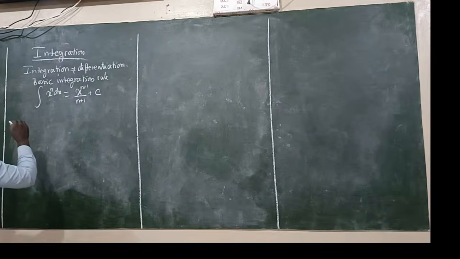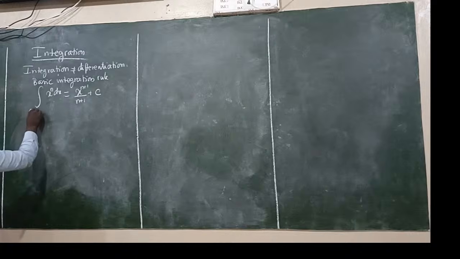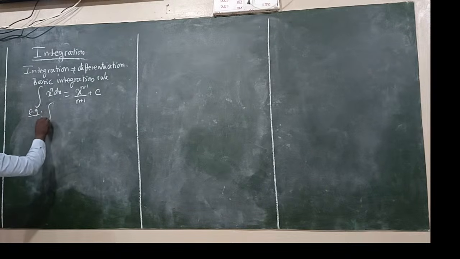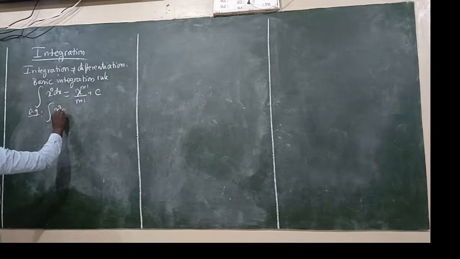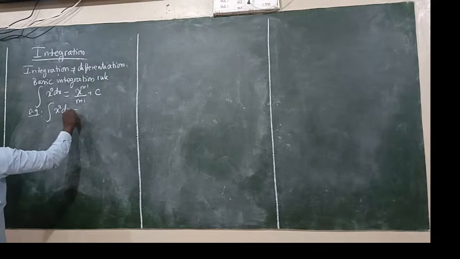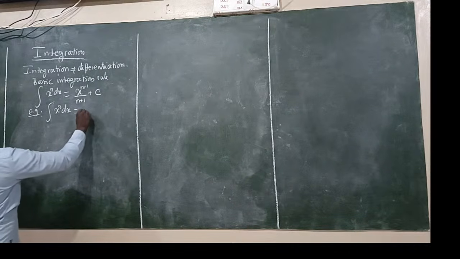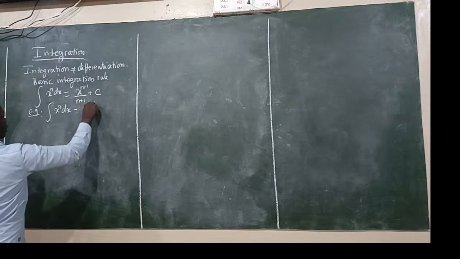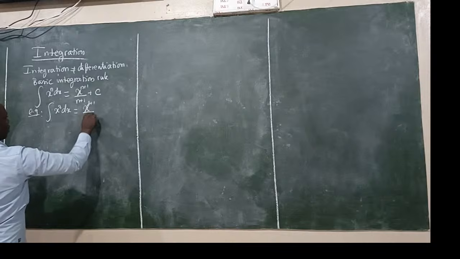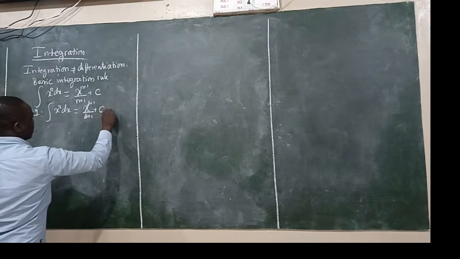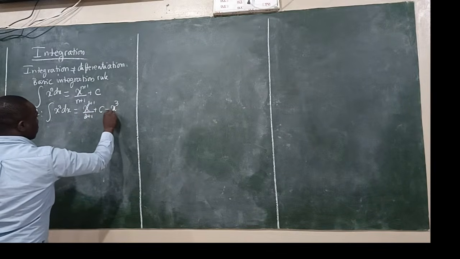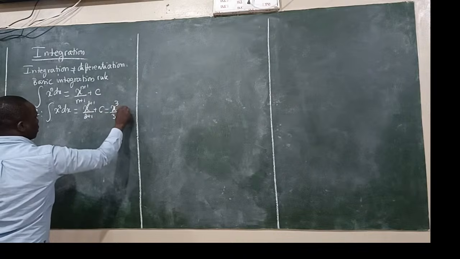Now, let's have a simple example. The integral of x squared dx is equal to x power 2 plus 1 divided by 2 plus 1 plus c, and this is x power 3 by 3 plus a constant of integration.